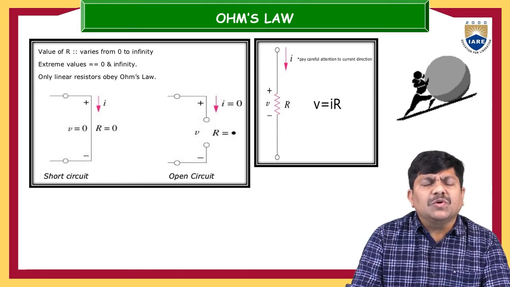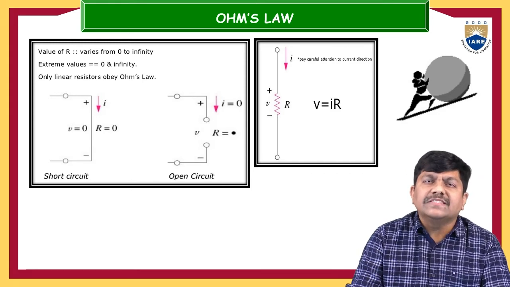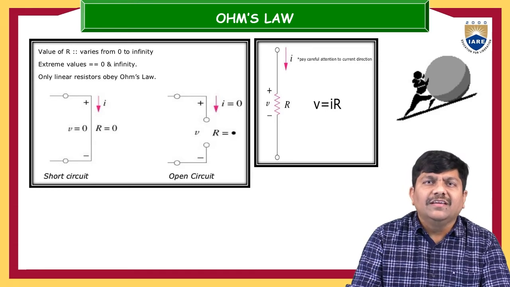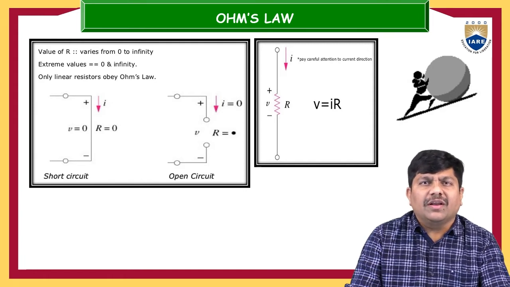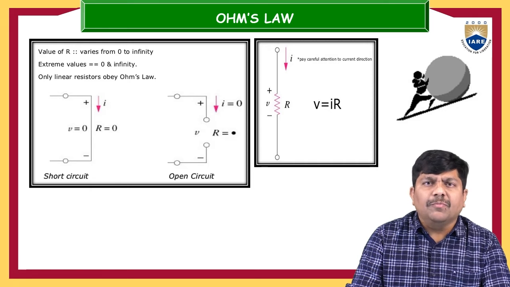Now resistance is the property of any physically existing system. If the resistance is equal to 0, it means there is no opposition at all. If there is no opposition, and you are applying some amount of voltage across that particular element, then without any opposition, the maximum amount of current will flow through that particular conductor. So the current will be maximum.